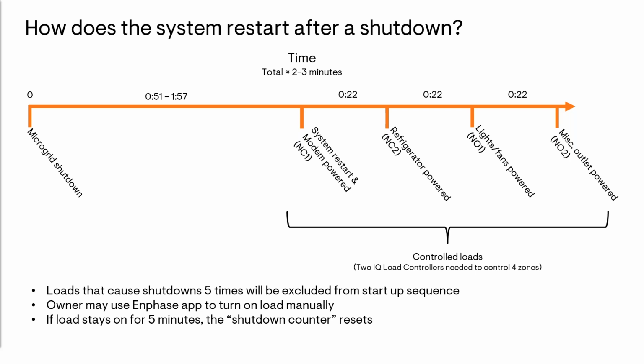If there is a load on any one of these circuits that causes a shutdown 5 times in a row, it's going to be excluded from the startup sequence on the 6th try. This way, at least the remaining loads on the remaining 3 circuits will have power. The owner can then go into the app and manually turn that load on. And if that load stays on for 5 minutes, then that shutdown counter is going to reset to 0.